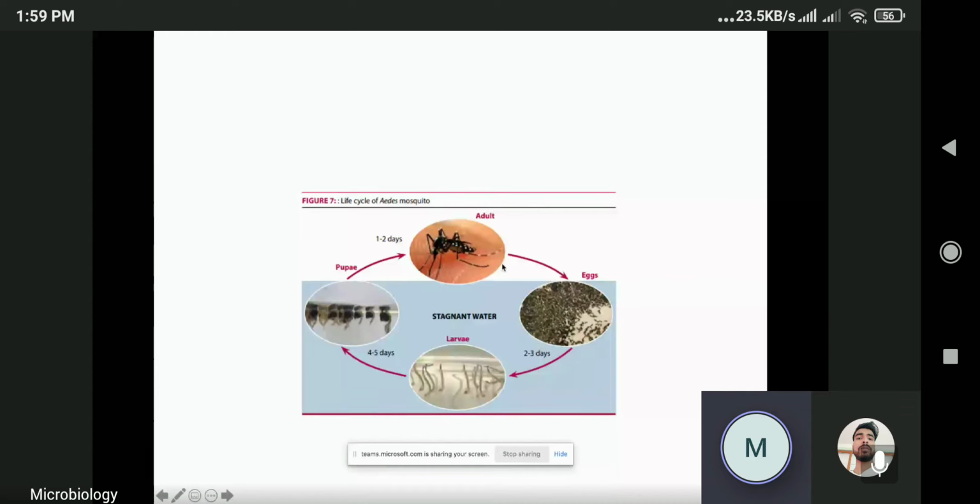Okay, and in dengue another very important point is that there is trans-ovarian transmission of the dengue virus in the mosquito. This is very much important. Means if this adult is infected with or has acquired dengue virus, then these viruses may be transmitted to their progeny also. Okay, so that's why there is a rapid spread of dengue virus among the mosquito community. Okay, and if these mosquitoes bite us, then we acquire infection. Okay, that is the life cycle.